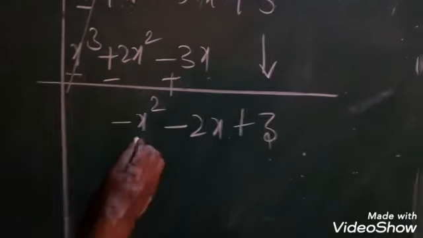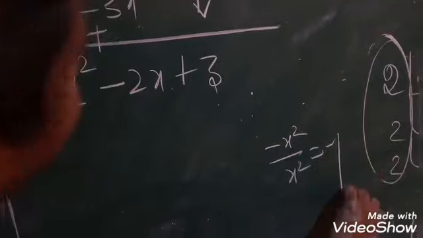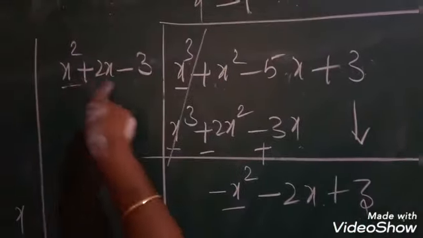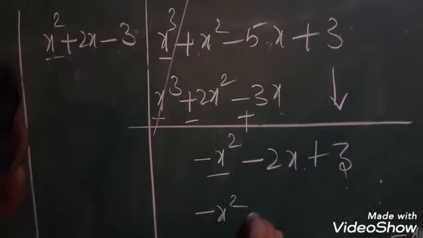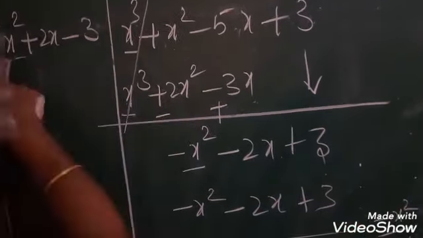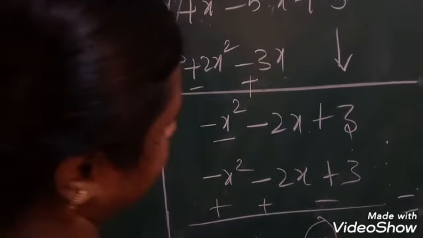Now this is the dividend, this is the divisor. What is the answer? Minus x squared divided by x squared is equal to minus 1. So the quotient is minus 1. The quotient minus 1 should be multiplied by each term. So minus x squared minus 2x plus 3: minus 1 into x squared, minus 1 into 2x, minus 1 into 3. So you will change the sign, you will get 0, girls.